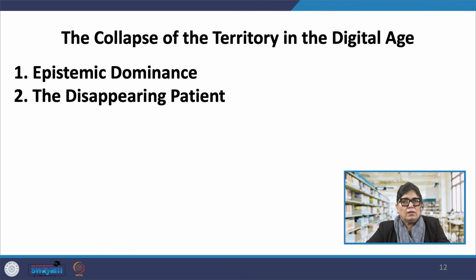The disappearing patient. Because the medical gaze can now access the map from anywhere via remote telemetry or off-site electronic records, the clinician no longer needs to enter the patient's physical territory at all. The patient is effectively replaced by their data.